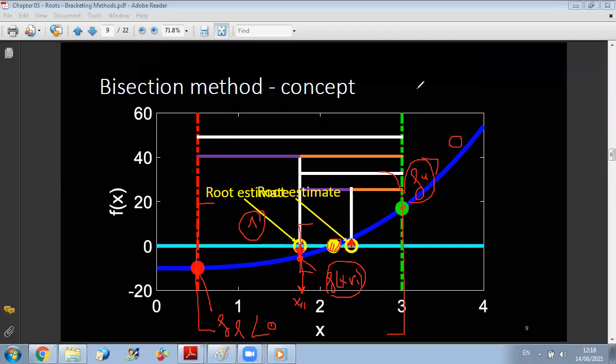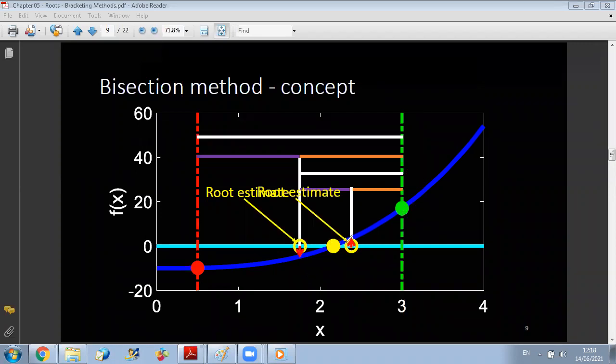Now, in the next step, I will divide this new interval into two parts. So I will take a new estimate for my root. So this is XR2. And I will also check the sign of f(XR2). f(XR2) here is now positive. So what can I say now? f(XR2) is positive, while f(XR1) is negative. So now I can be sure that my root is between XR1 and XR2.